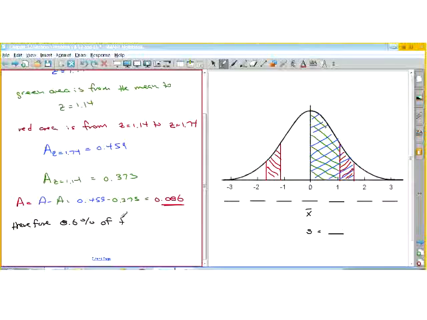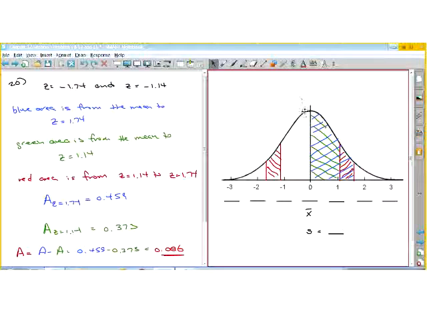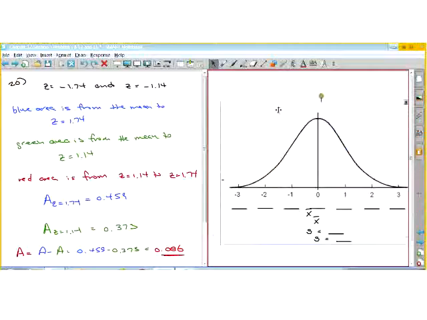8.6% of the data lies between z equals negative 1.14 and z equals negative 1.74. So I finally remembered that I was really looking over here, but I found it over there, but again, because of symmetry. Okay, so that's good. Let me go ahead and clone this thing again.